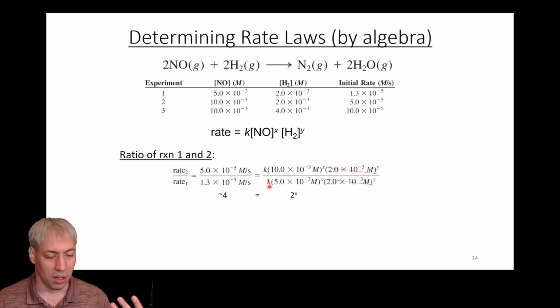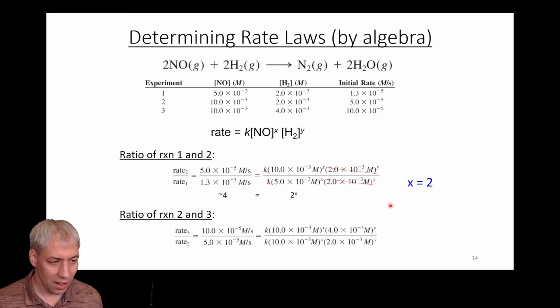And so essentially you can go through and solve this math. 10 divided by 5 is 2, even if it's 10 to the minus 3. 5 divided by 1.3 is approximately 4. We have 4 is equal to 2 to the x. We solve for that, and x has to equal 2. We can do the same thing with reactions 2 and 3. We keep this constant, this doubles. We can see this doubles by inspection. I'd tell you y is equal to 1.